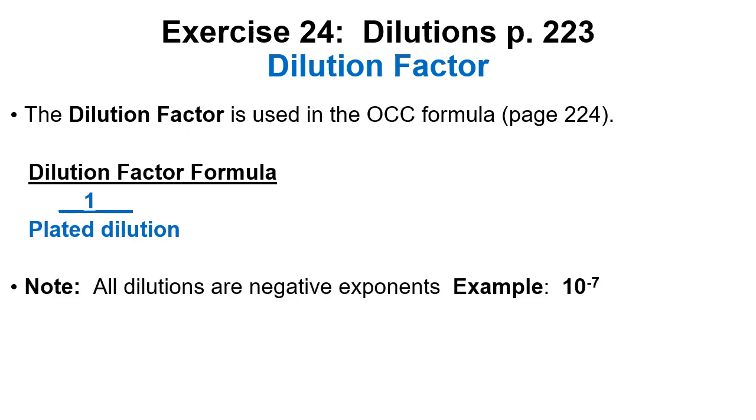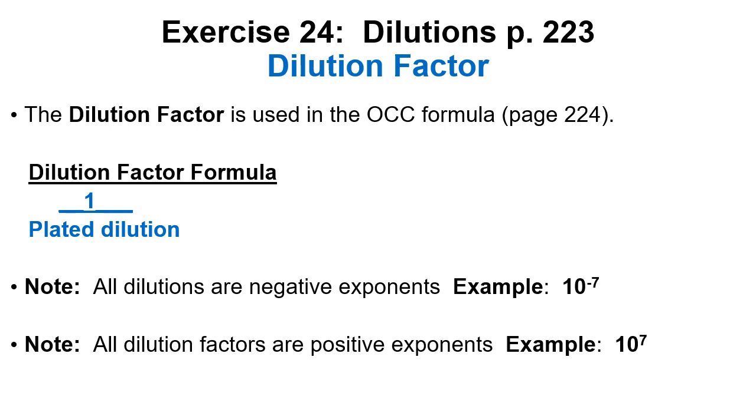Here's an easy way to remember that. Note all dilutions are negative exponents. They are fractions because they're a portion of the original. So if your plated dilution was 10 to the negative 7, then our dilution factors are always positive exponents because they are the reciprocal or the opposite. So if your plated dilution was 10 to the negative 7, then your dilution factor is 10 to the 7. That is now going to be a whole number when we calculate our original cell concentration on the next page.